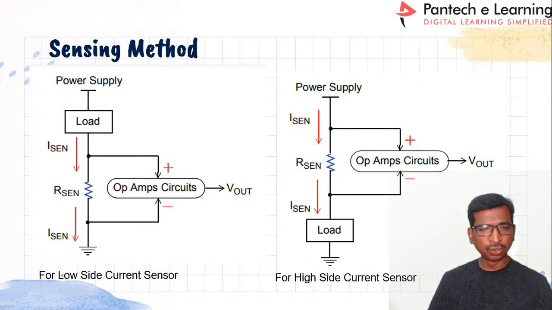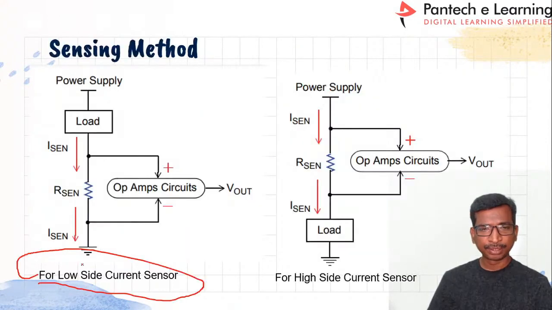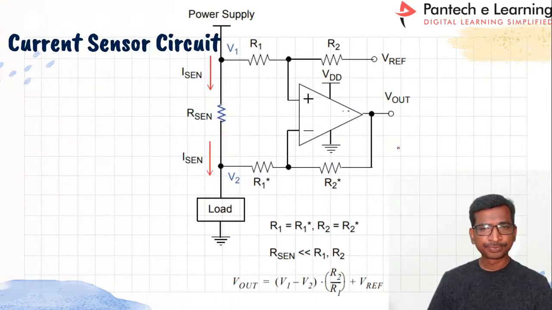See here for the low side current sensor, the low side current sensor is nothing but this one. So this is the low side current, and similarly this is the high side current. So both are different. Alright, so here you have to connect accordingly, and then the operational amplifier and the voltage follower, then you can get the output voltage. So just take note to use the instrumentation amplifier to get a proper output voltage.